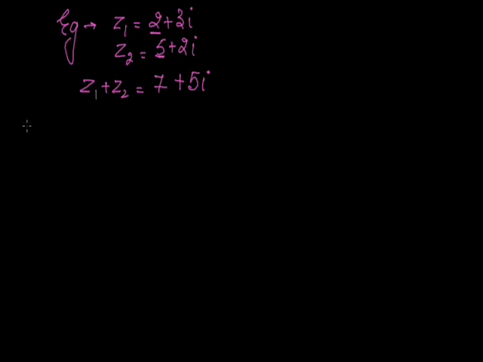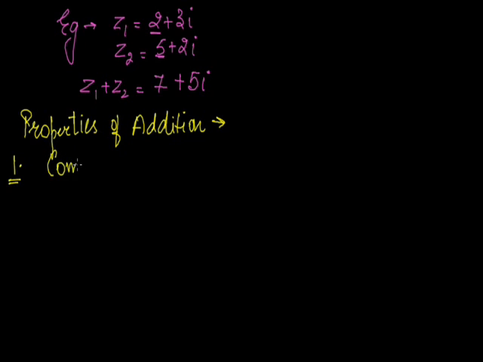Now we will read about the properties of addition. As we read about properties in lower classes, there are properties of addition, that is commutative property, associative property. In complex numbers also, there are properties of addition. First property is commutative property. What commutative property says is that when we add complex number z1 to z2, we will get the same as z2 plus z1. Always z1 plus z2 is equal to z2 plus z1.